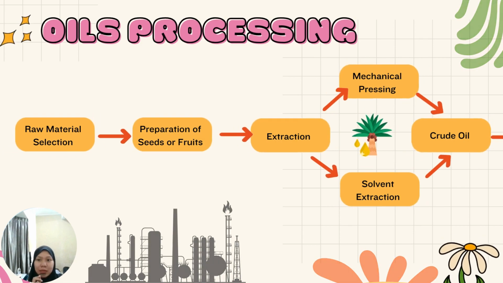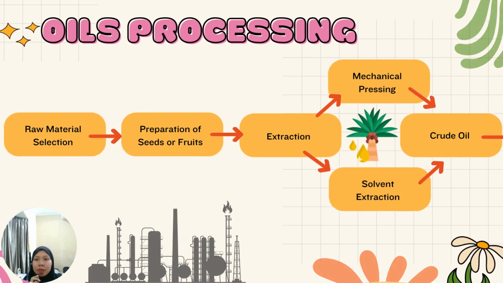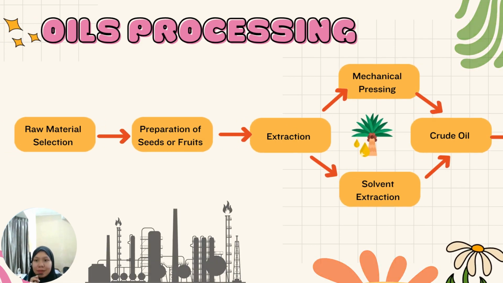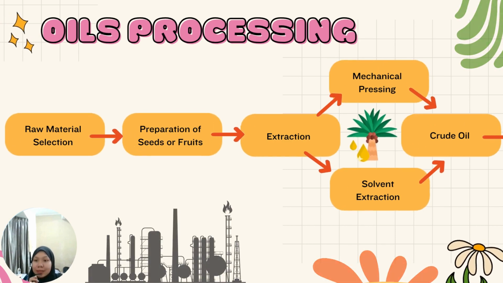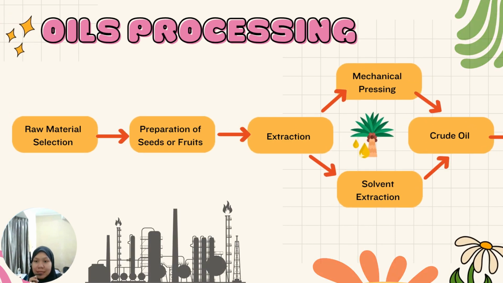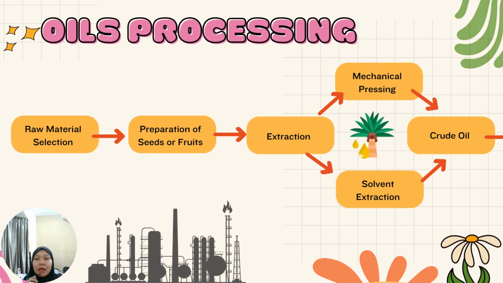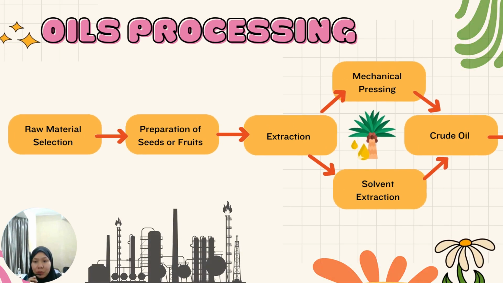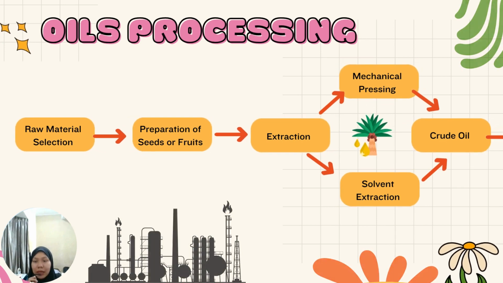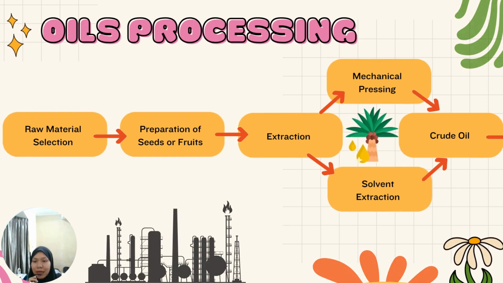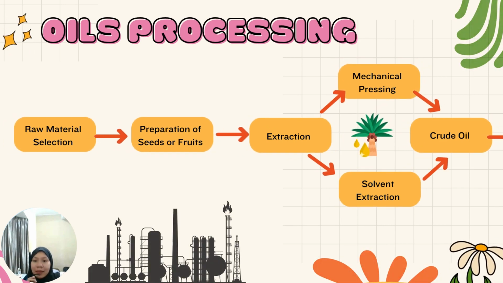The process begins with the selection of suitable raw materials, which are typically plant-based sources such as seeds, nuts, or fruits. Common oilseed crops include soybean, sunflower seed, rapeseed, and olive. The raw material undergoes preparation to facilitate the extraction process. This may involve cleaning, sorting, and conditioning to remove debris, stones, and moisture content, ensuring optimal extraction efficiency.